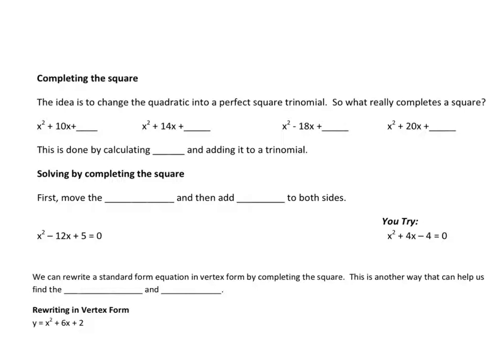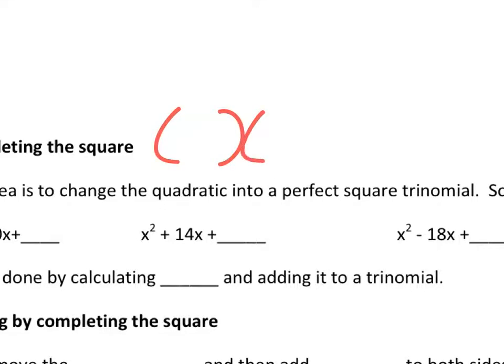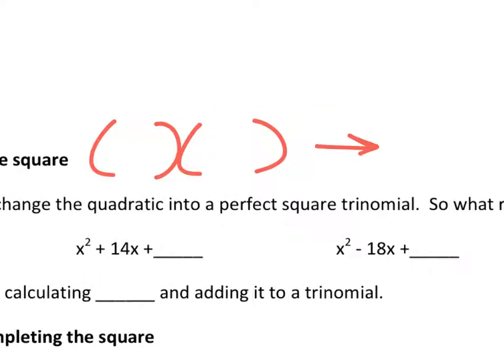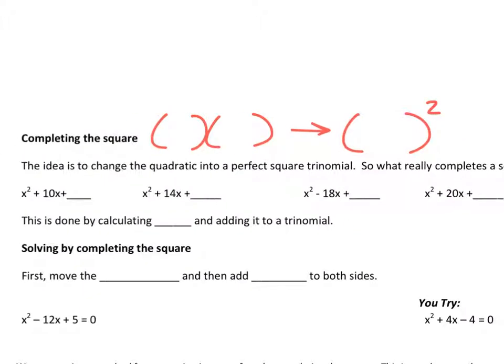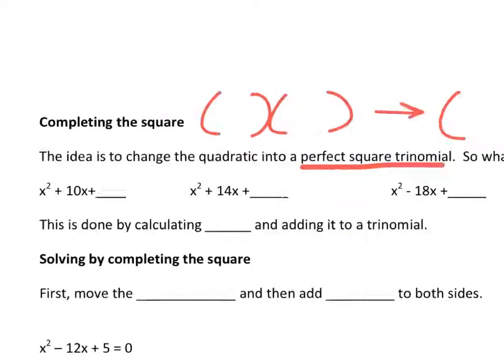So when we're completing the square, the idea is to change the quadratic into a perfect square trinomial. All right? So we're going to look and see, well, what really completes a square? So what I mean by this is that we want to get something to factor to the same thing twice so that we can shrink it down to that concept squared. All right, and so this part here is going to teach us how to find what numbers make something a perfect square trinomial. All right, and it's very easy.